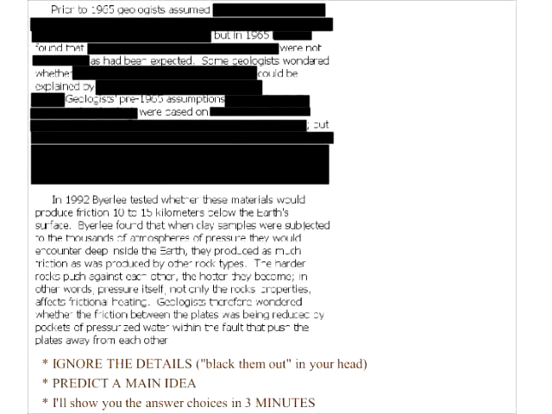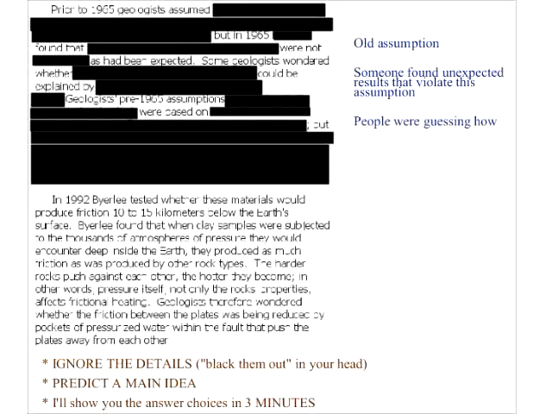Okay. So let's talk about what's going on in this paragraph. We've got old assumption, but you have someone found results that were surprising, someone found unexpected results that violated this assumption. And then people were guessing how this might happen.